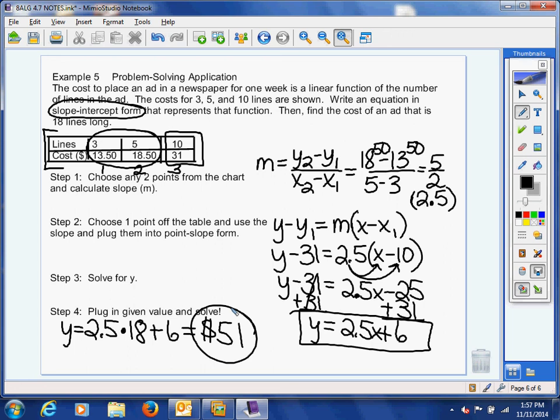Take what's given, use what you know, and choose wisely from what you know and what to plug in. Okay? If you know slope and intercept, plug them in. You got your equation. If you don't, you may have to work your way there.